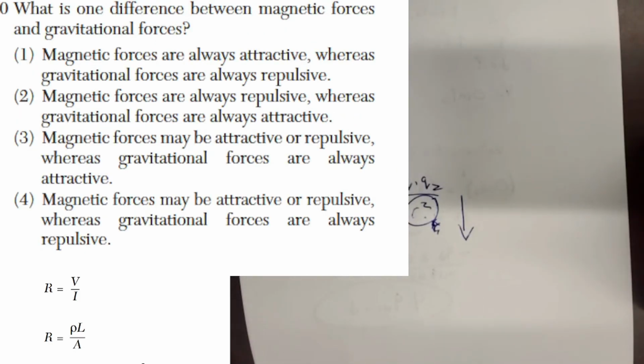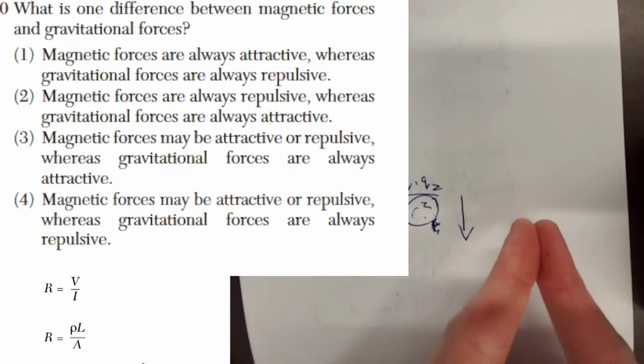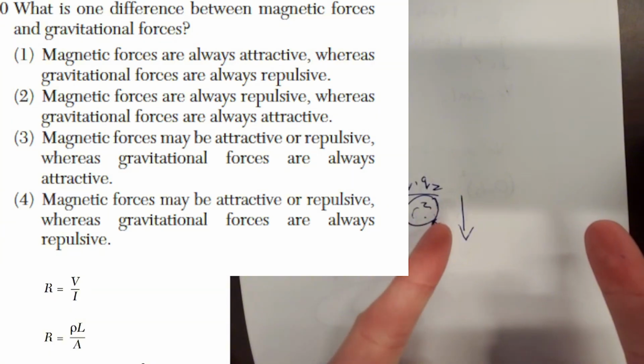What is one difference between magnetic forces and gravitational forces? Magnetic forces are always attractive. Nope, we could already eliminate that, right? We just said in the last question that magnetic forces can sometimes be repulsive if you have two like charges, positive and positive, repel. Magnetic forces are always repulsive. Again, number 2, nope. Magnetic forces may be attractive or repulsive. That's good, right? Because you could have positive and negative attract or positive and positive repel.